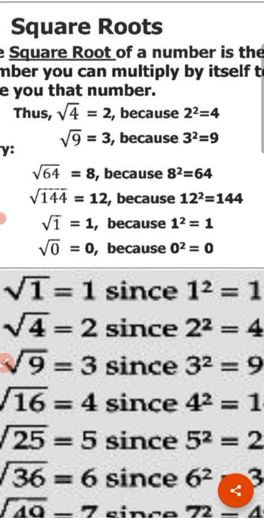We are taking, suppose we are finding the square of 2. 2 multiplied by 2 is equal to 4. So the square root of 4 is 2.